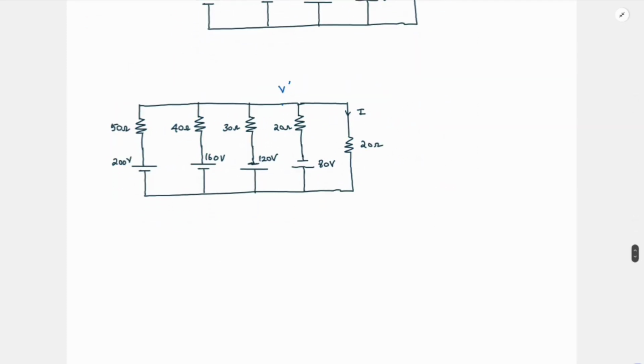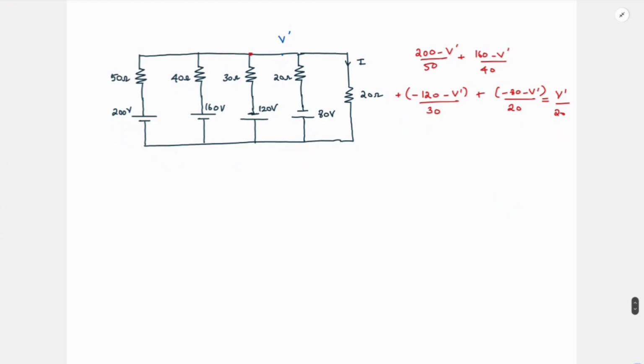Okay, we have this. We need to write the KCL on this node V dash. So it is (200 minus V dash) by 50 plus (160 minus V dash) by 40 plus, and here since it is inverted it will be minus, right? So minus (120 minus V dash) by 30 plus, here again it is minus, (80 minus V dash) by 20, and this is equal to V dash by 20 ohm, the last arm.